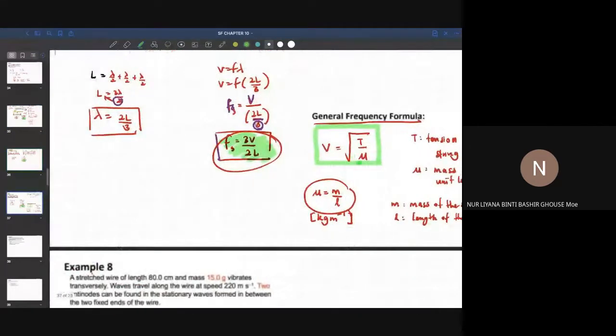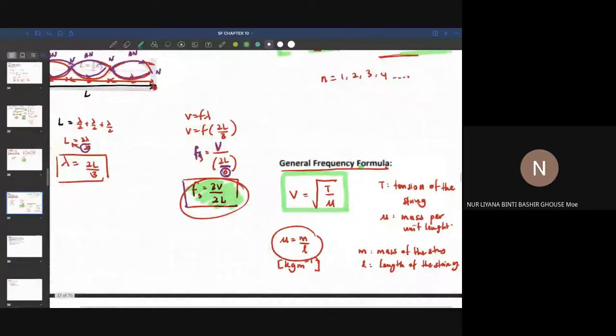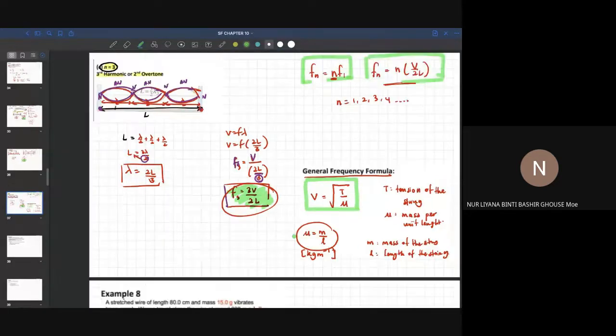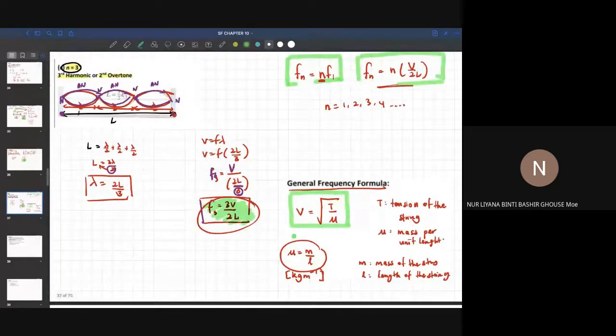T ini adalah tension of the string, tension yang ada dekat dalam string itu. And mu is mass per unit length of the string. So mass of the string bahagi length of the string in SI unit, then you akan dapat mu-nya. So this is the equation untuk velocity. Miss bagi a few minutes for you to salin.